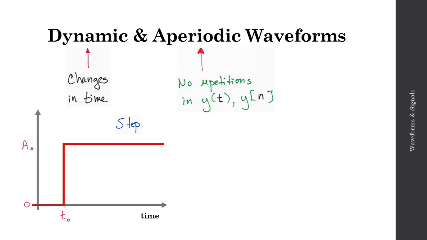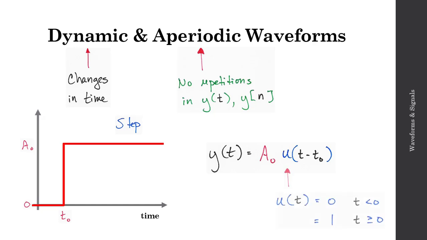As an example, if you stand in a dark room and then you flip the switch to turn on the lights, well, that's a step waveform. The lights go from off, 0, up to some amplitude of light, let's call it a0. To write this mathematically, we'll write y of t equals a0 times u, where we're using u to denote the step waveform, u of t minus t0. And this indicates then that the step is occurring at time t0.